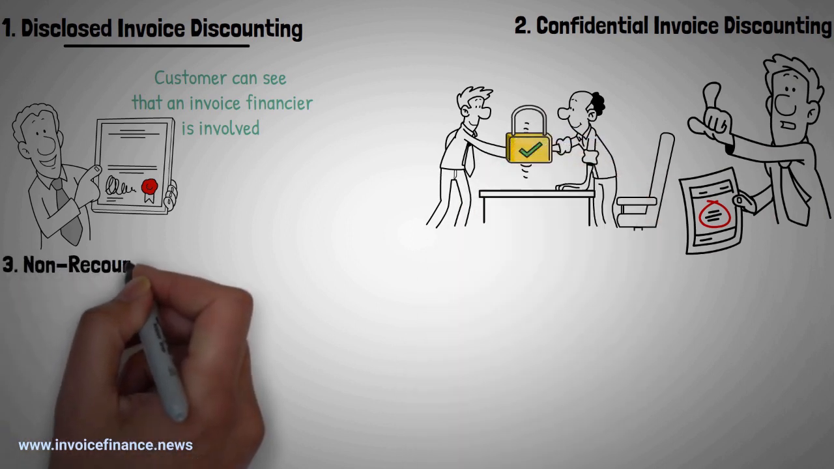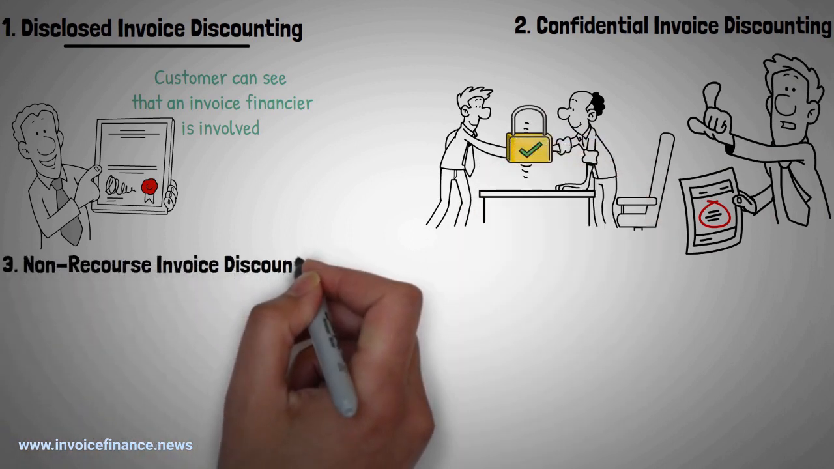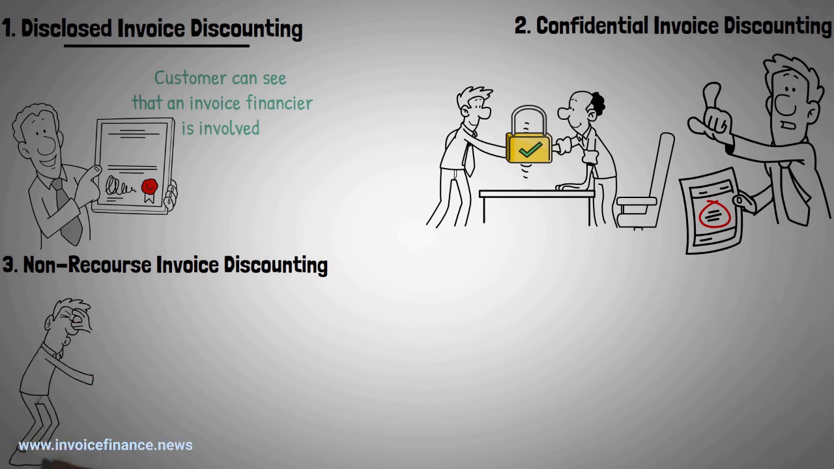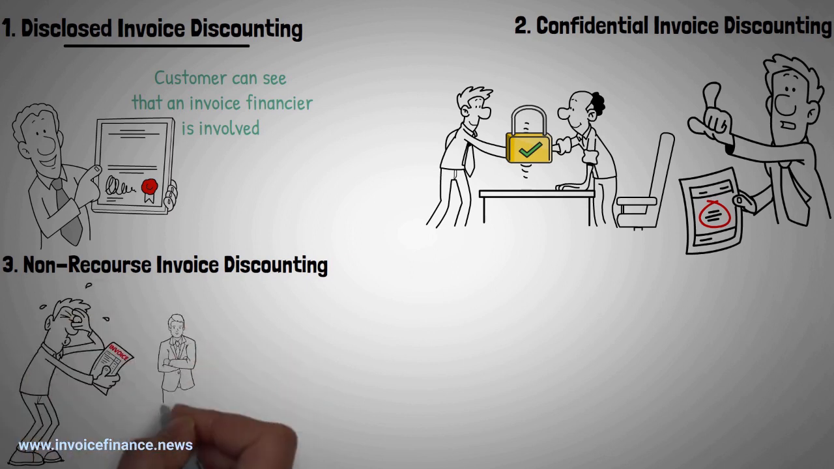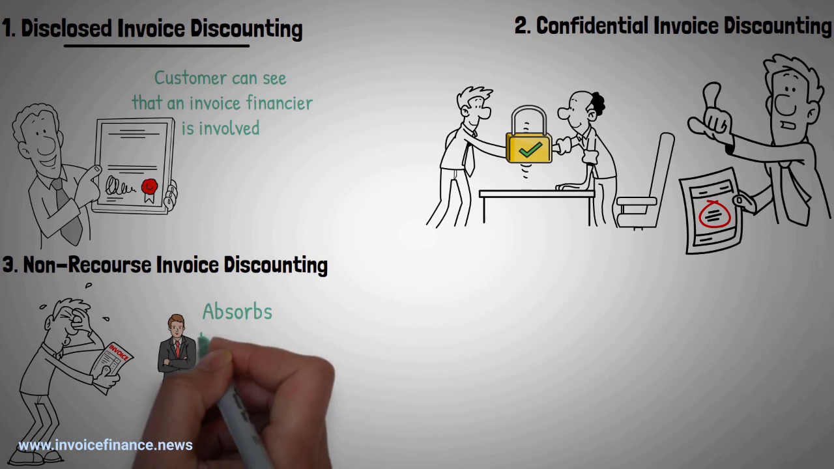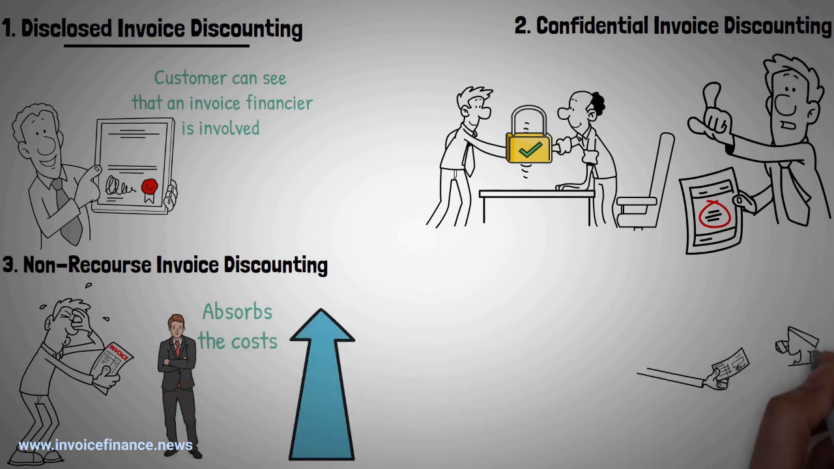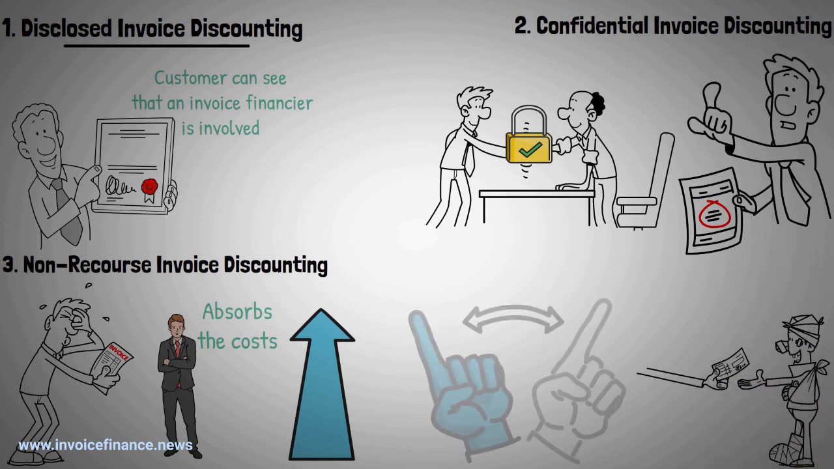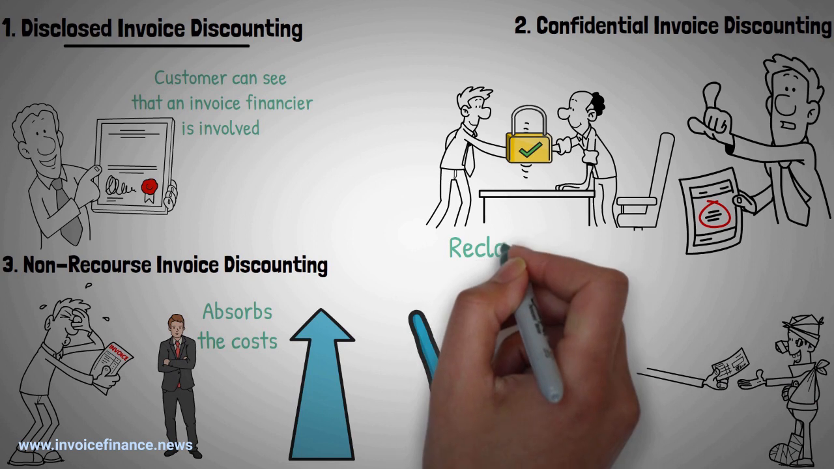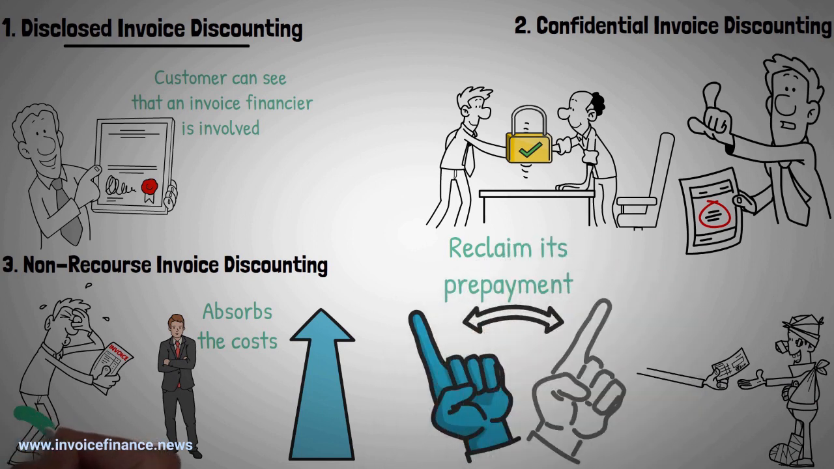3. Non-recourse invoice discounting. In this type of invoice discounting, if an invoice is not paid by a debtor, then it is the invoice financier who absorbs the costs. As mentioned above, recourse means having the legal right to reclaim money in the case of bad debt. Without the right of recourse, the invoice financier cannot reclaim its prepayment if the debtor defaults.